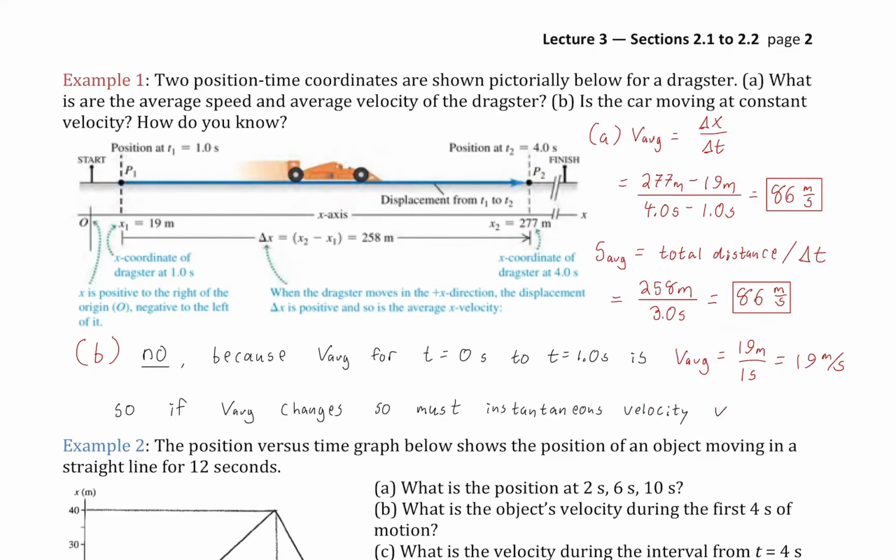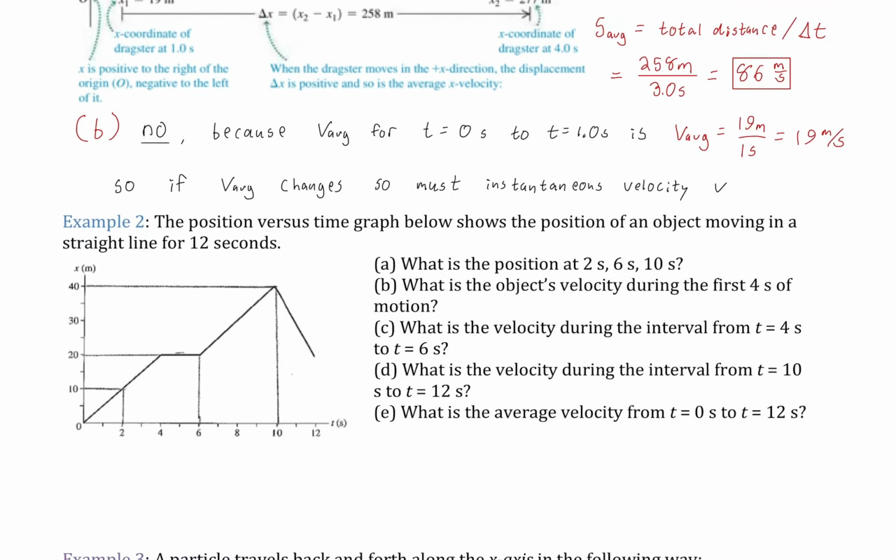That means it sped up. And if the average velocity changes, that means instantaneous velocity sure changes too. So that means definitely this is an example of a non-constant velocity situation. The dragster is not maintaining constant velocity. It's accelerating, but we'll define acceleration in the next lecture.